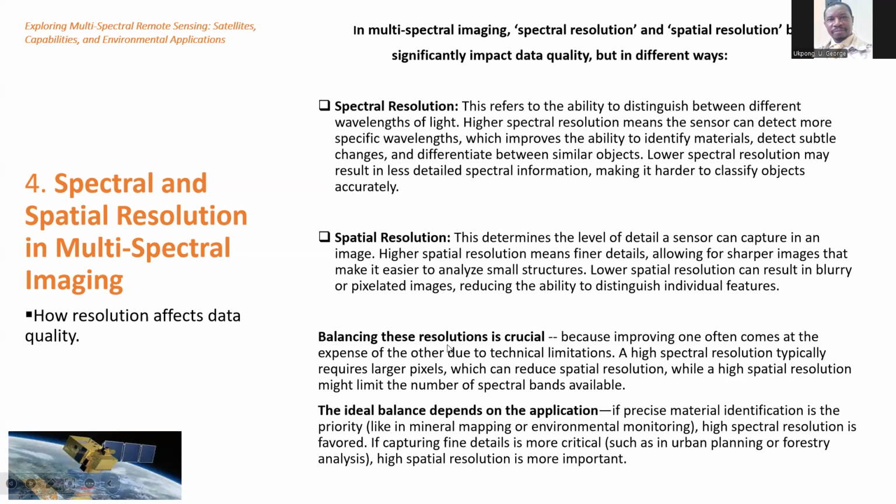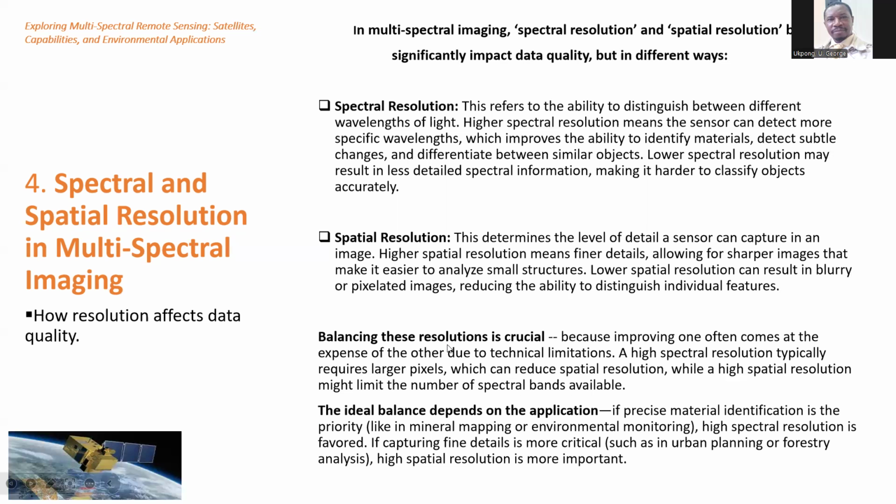Higher spatial resolution means finer details, allowing for sharper images that make it easier to analyze small structures. Lower spatial resolution can result in blurry or pixelated images, reducing the ability to distinguish individual features. There's always a balance between these, which I talked about before.